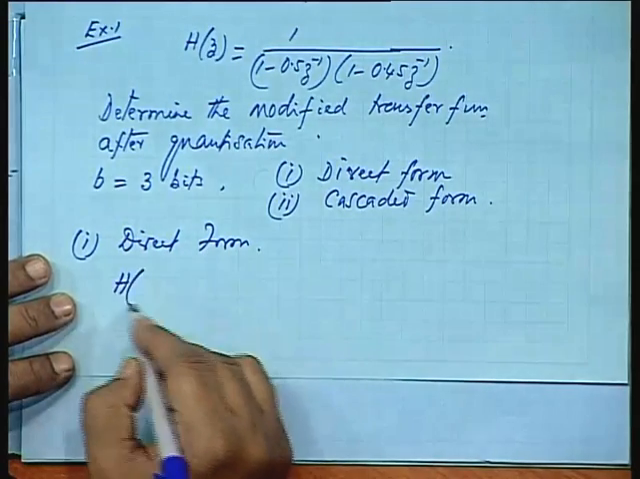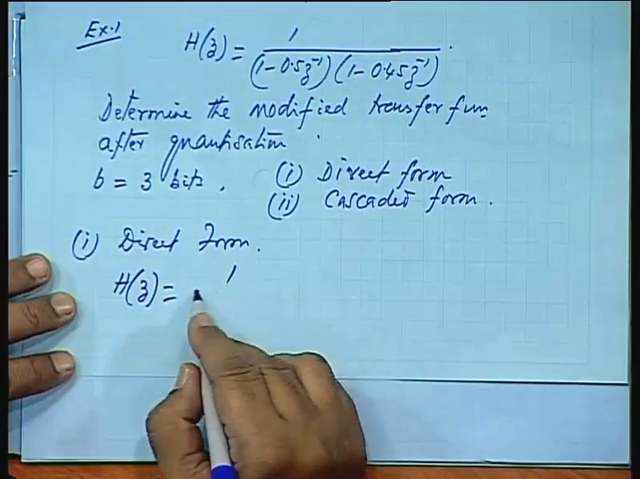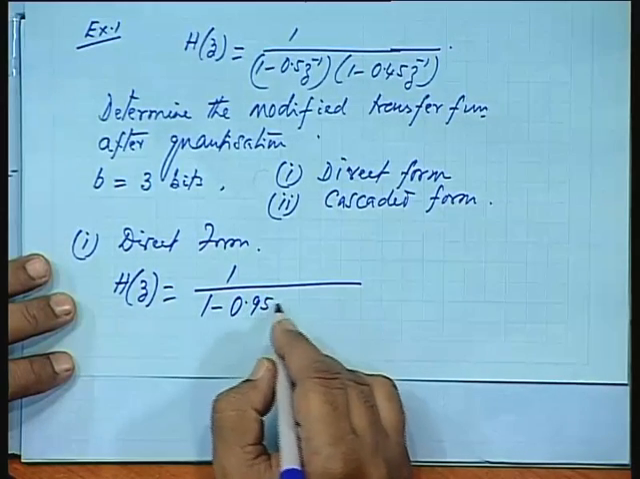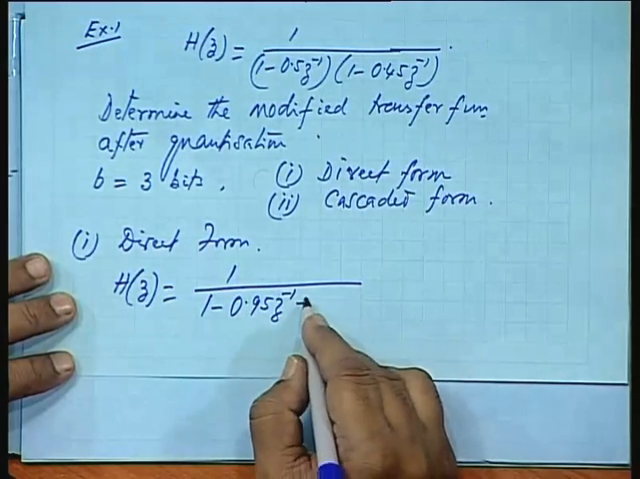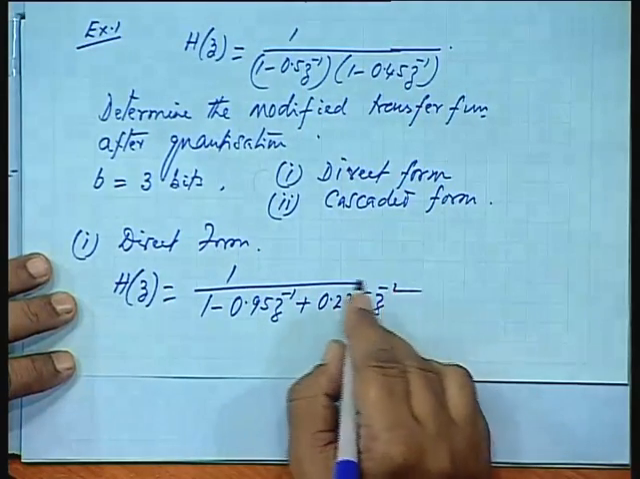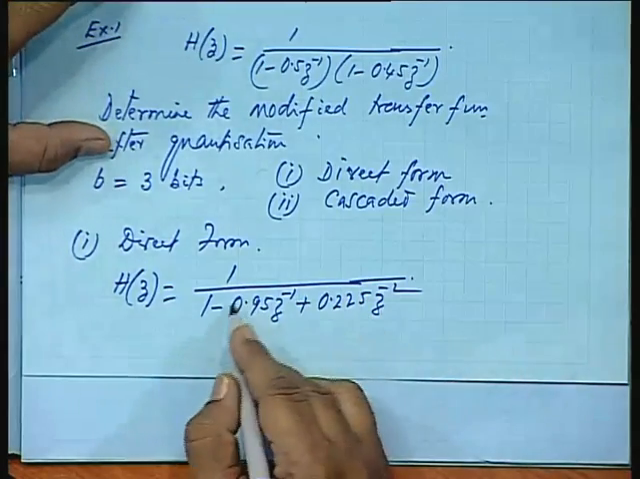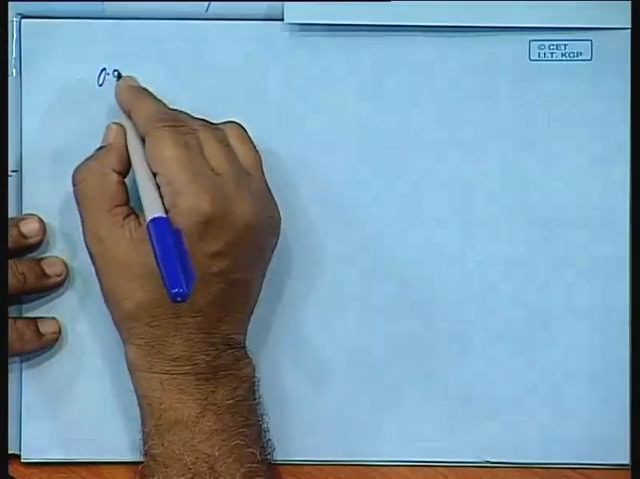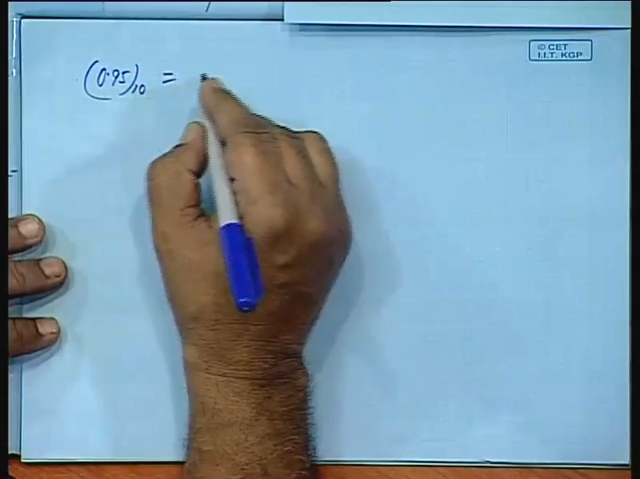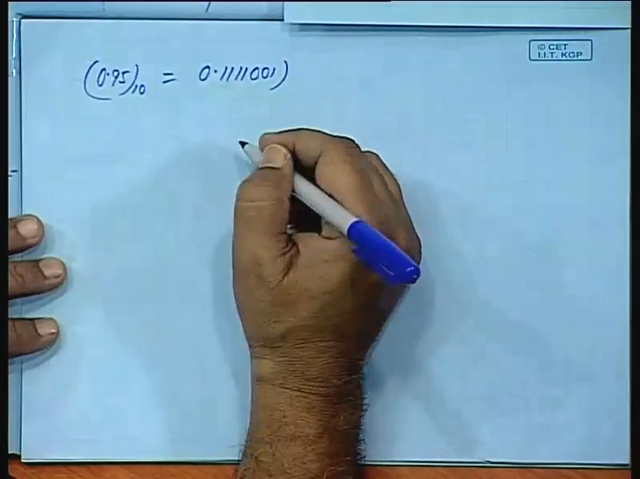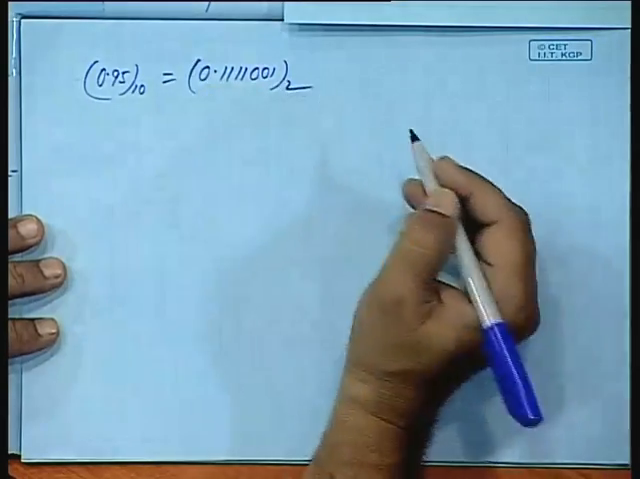What will be H(z) like? 1 minus 0.95 z to the power minus 1 plus 0.45 into 0.5, so 0.225 z to the power minus 2. Agreed? So, let us quantize these two quantities. So, 0.95 in binary is 0.111001. Check whether this is all right.